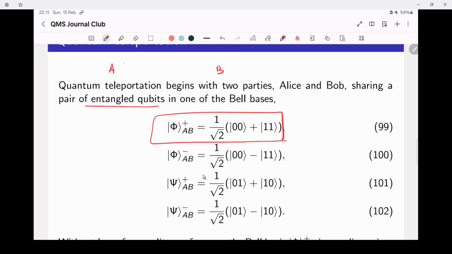After they share their qubits, Bob maybe flies to another planet, and Alice stays on Earth. Alice now has another qubit C that she wants to send to Bob through this pair of entangled qubits. So this is the Bell state. Okay, so how can Alice do this?